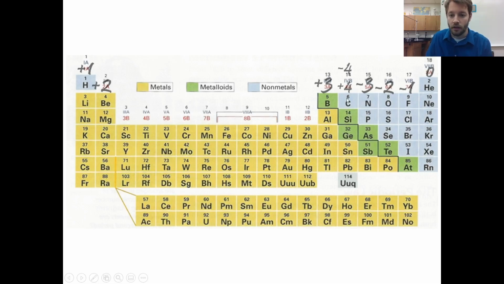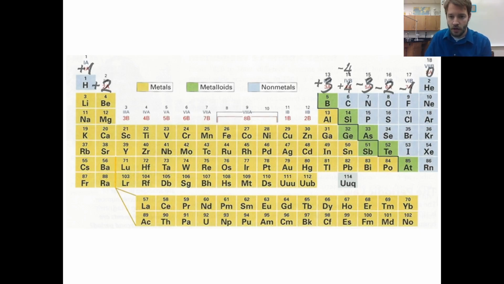Since these elements have 4 valence electrons, do they gain or do they lose electrons to get their full octet? Because they're right in the middle, they can gain 4 or lose 4. And we find that the metals have a greater likelihood of forming positive charges and nonmetals of forming the negatives.